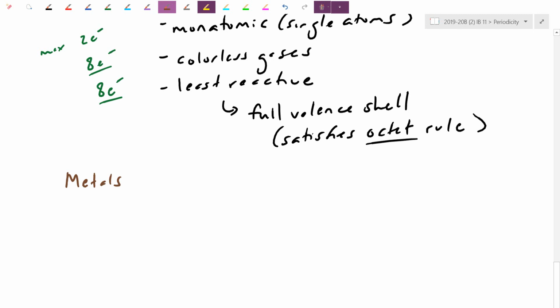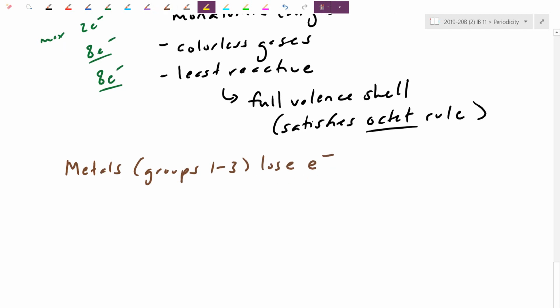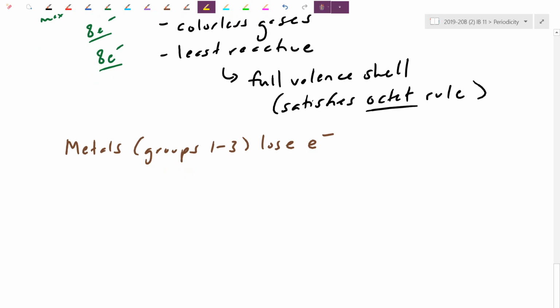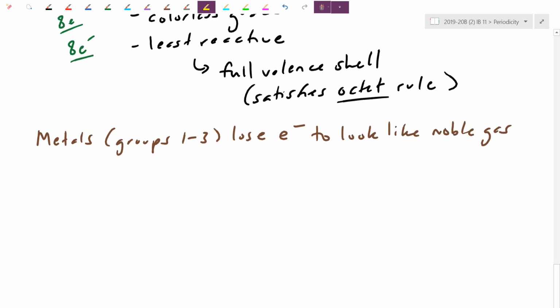So just a generalization here. Metals, this could be alkali metals, but even beyond there, let's look at groups 1 through 3. Metals tend to lose electrons. The fancy language is oxidized. They get oxidized to resemble a noble gas. They want to have that full shell stability. You've probably used this in your Science 9, Science 10 courses here. Let's do lithium as an example.